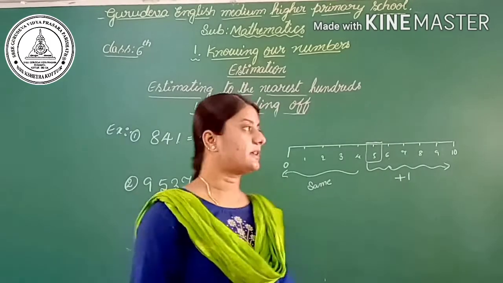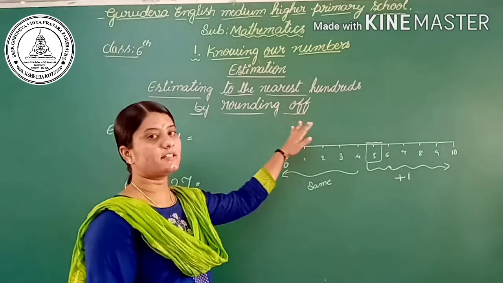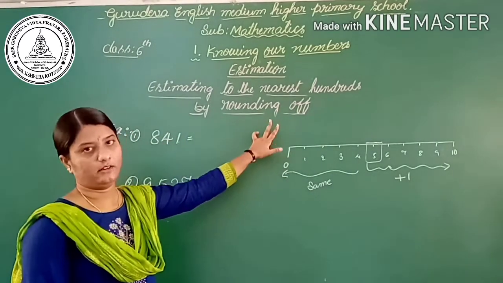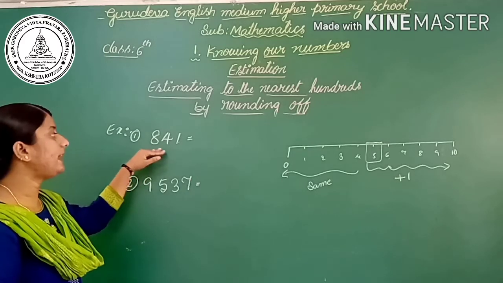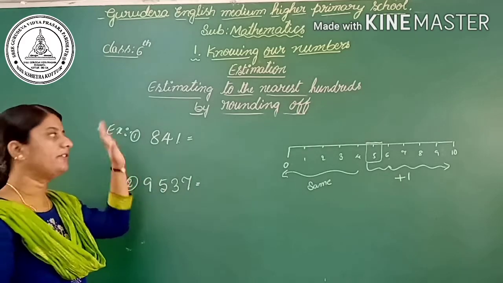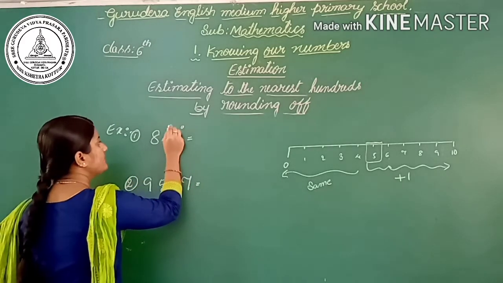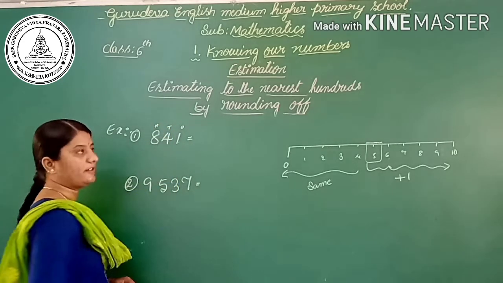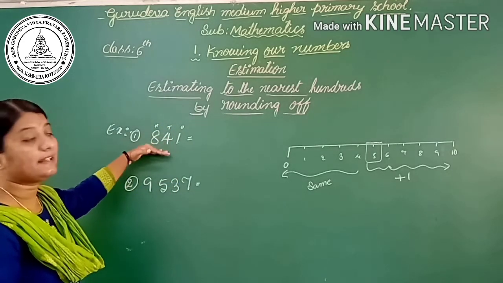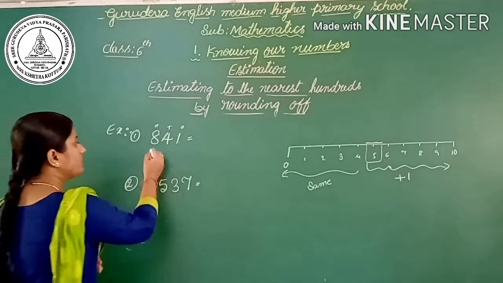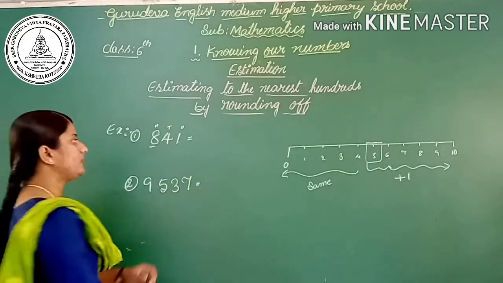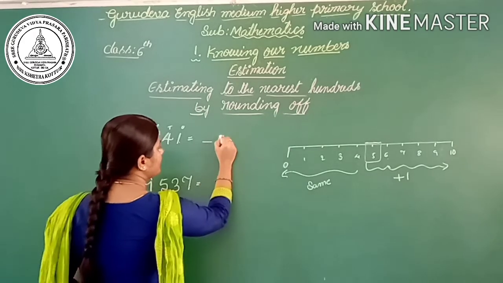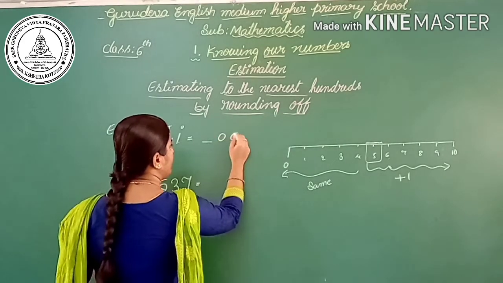Yes. Then the next concept is estimating to the nearest hundreds by rounding half. Here I have taken one example, that is 841. First write the place values: ones, tens and hundreds. Here we have to take the nearest 100 place. So the 100 place is here. So write the rest of the 2 places as 0.